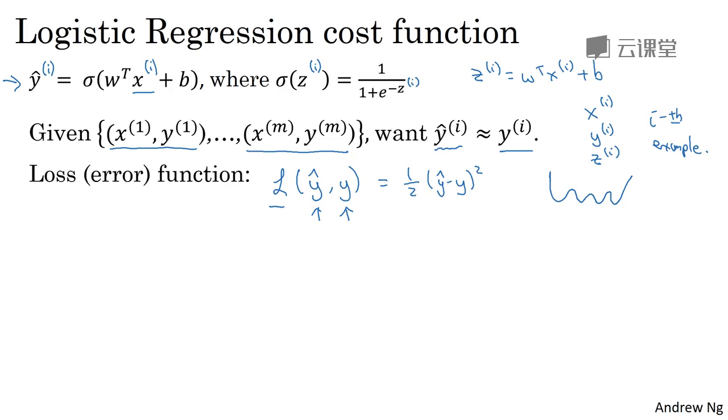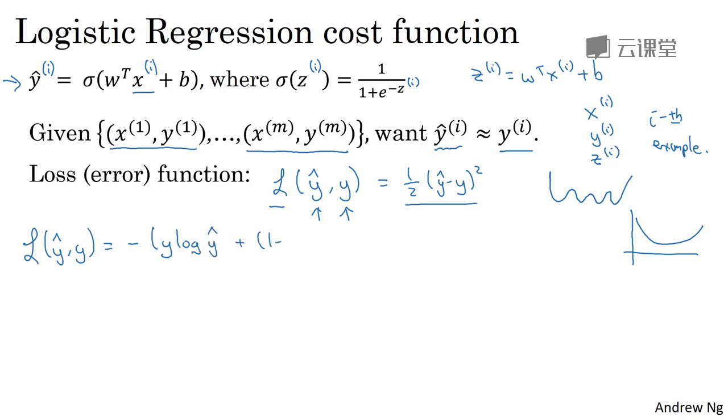So in logistic regression, we will actually define a different loss function that plays a similar role as squared error, but will give us an optimization problem that is convex, and so we'll see in a later video becomes much easier to optimize. So what we use in logistic regression is actually the following loss function, which I'm just going to write out here: negative y log y hat plus 1 minus y log 1 minus y hat.